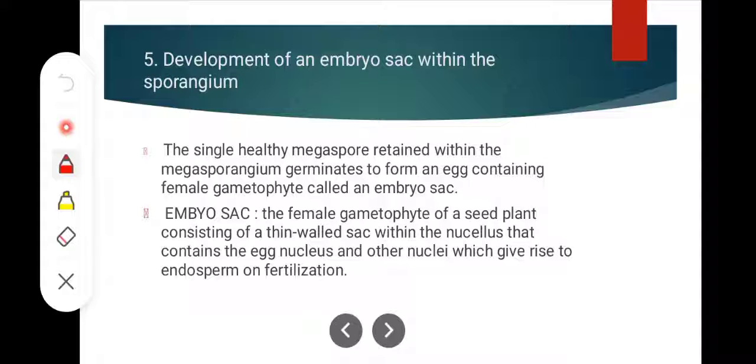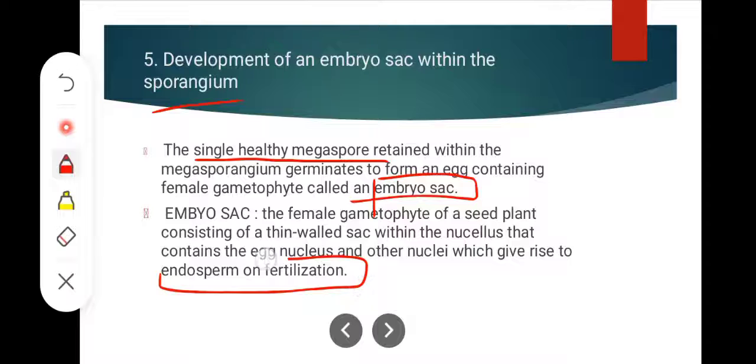Development of an embryo sac within a megasporangium. A single healthy megaspore retained within the megasporangium germinates to form the egg-containing female gametophyte, that is known as the embryo sac. And what is the embryo sac? The embryo sac is the female gametophyte of seed plants, consisting of a thin-walled sac containing the egg nucleus and other nuclei which give rise to the endosperm after fertilization.